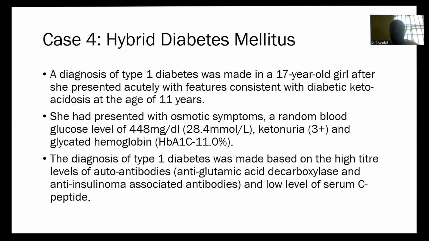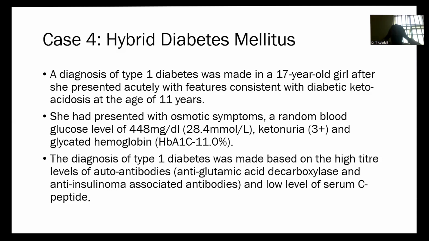This girl is actually a Nigerian girl and is published in the Pan-African Journal. She presented acutely with features consistent with diabetic ketoacidosis at the age of 11 years. She presented with osmotic symptoms, that's polyuria and the like, a random blood glucose level of 28.4 millimole per liter, ketonuria of 3+, and glycated hemoglobin of 11%. The diagnosis of type 1 DM was made based on the high levels of autoantibodies.